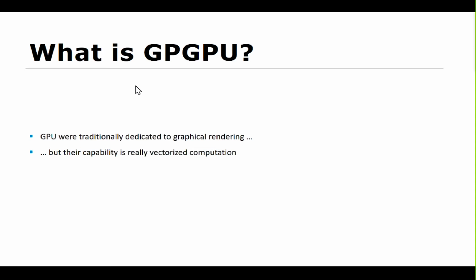So in recent years, they have been extended to a new field, which is called GPGPU, for General Purpose GPU. So the idea is to target a GPU and to run on that piece of hardware not only graphic rendering algorithms, but arbitrary programs. How does that work in practice?